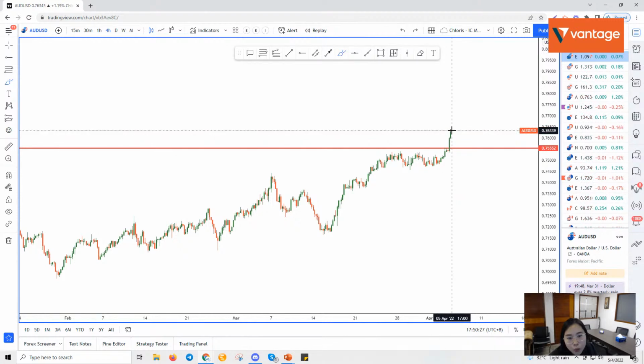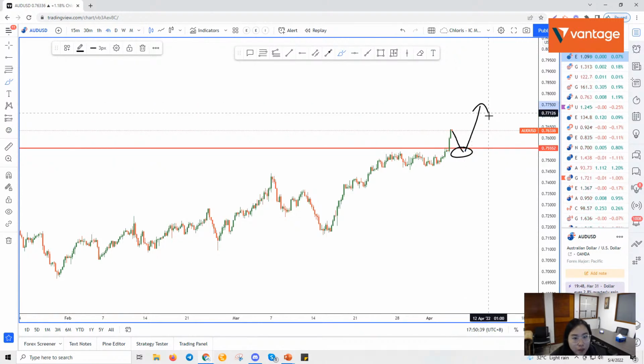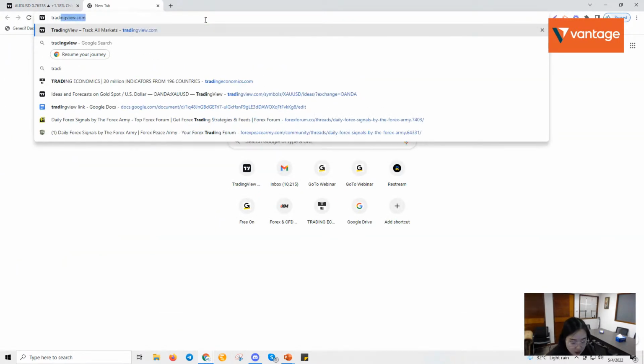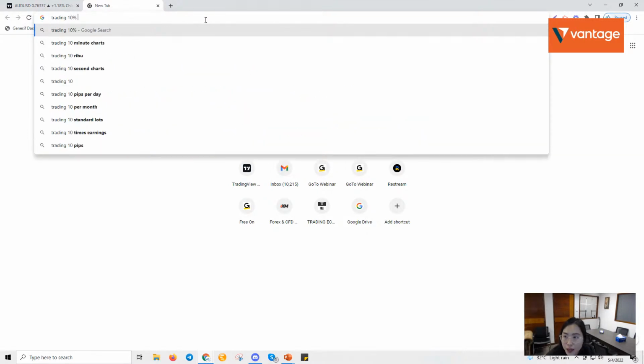So ideally, I want to wait for price to come back and retest this area. Not just this red line, not just this red support, but this area. And then I want to look for an entry for a buy from there. That also means it's not going to be today, but that is the thing about trading. It's not always right now. Okay.